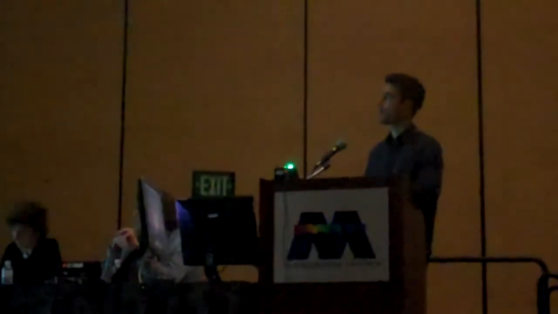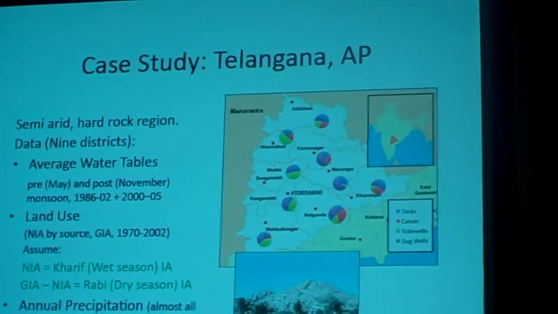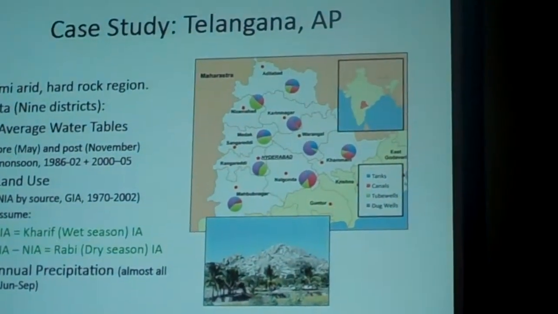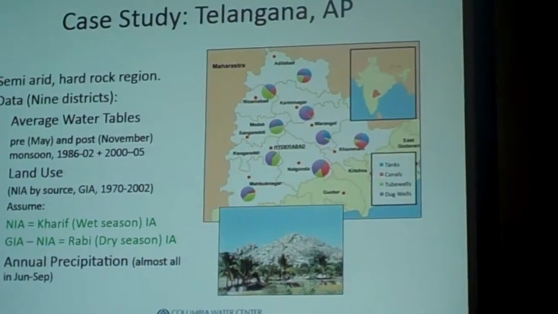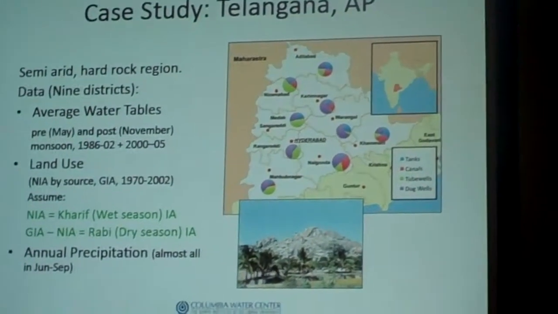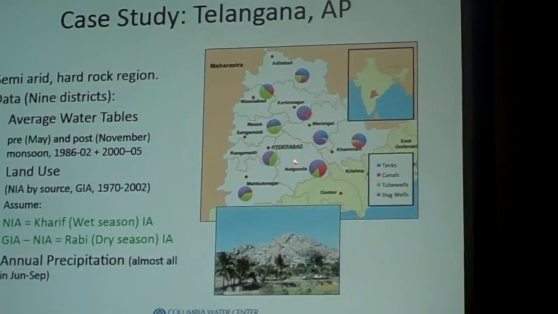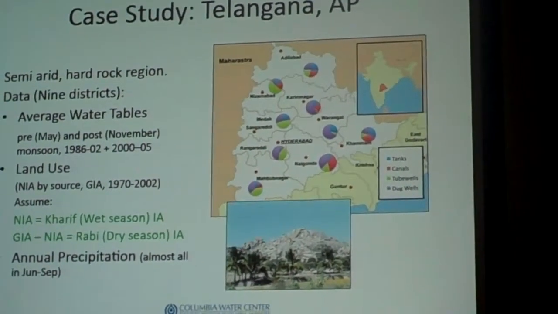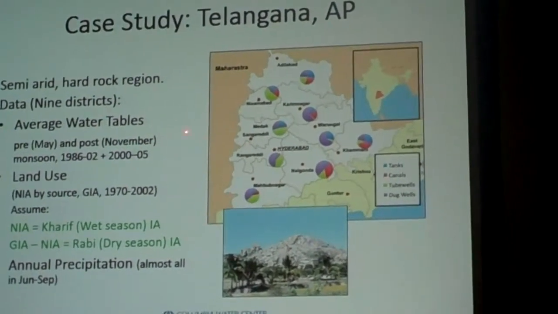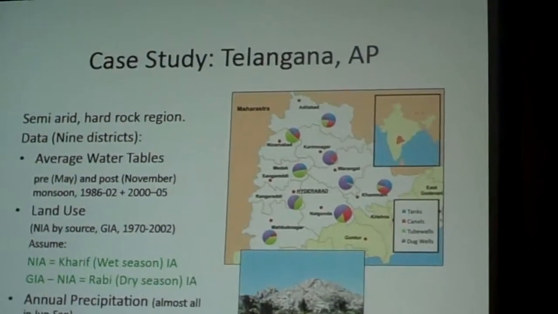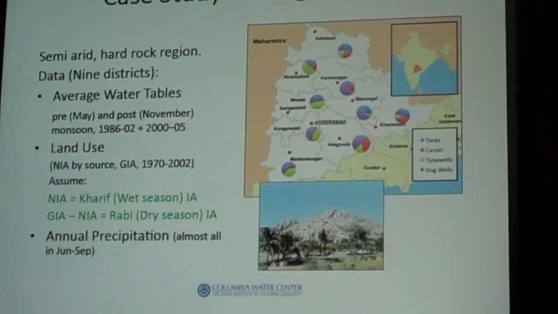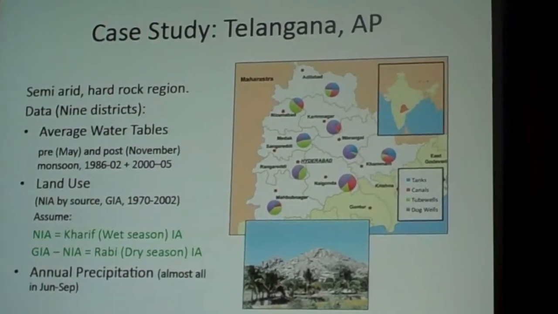Now here's the area where we actually did our case study. It's called Telangana. It's a semi-arid region in the state of Andhra Pradesh. Groundwater irrigation has enabled the region to undergo a boom of agricultural production. Interesting that there are water-intensive crops produced here, like rice and cotton, despite the semi-arid nature of the area. What we were able to do is collect data on average water tables, on land use, irrigated areas, and on annual precipitation in those 9 districts for something like 20 years.